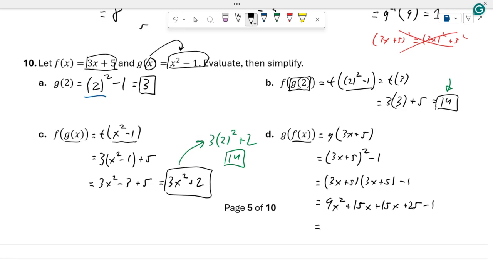All right. So last step here, we just have the single squared term, 9x squared. We have 2 linear terms, 15x plus 15x, which is 30x. And then 25 minus 1 is 24. And that is my final answer for 10D. And that's question 10.